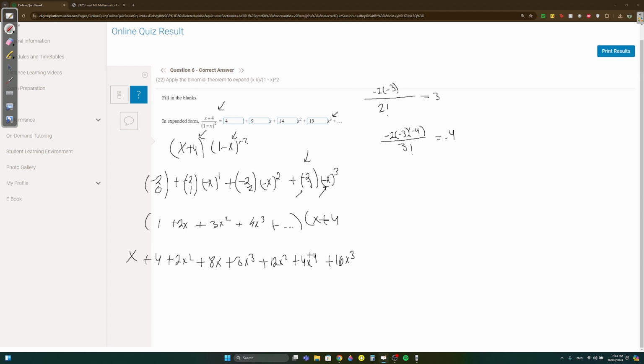They don't care about the x to the power 4. Let's just cross that out. Let's start with the constant term. Our constant term is 4. Done.